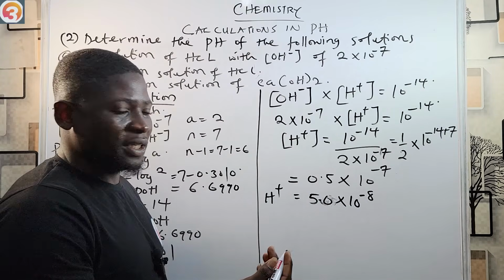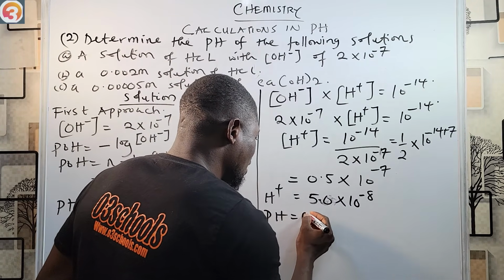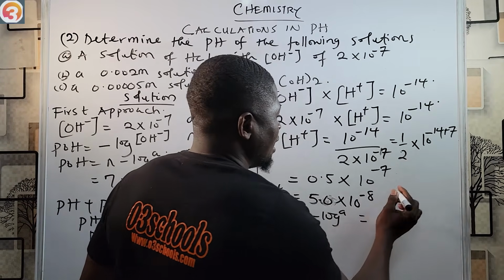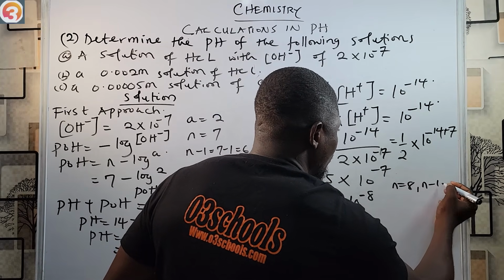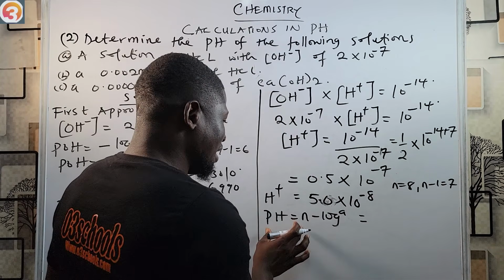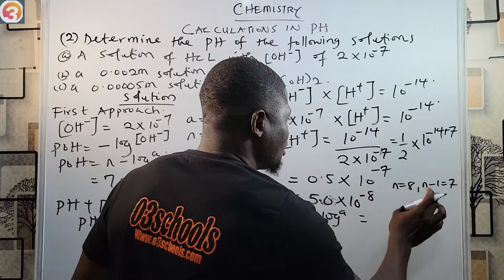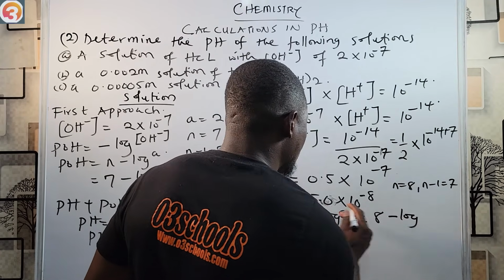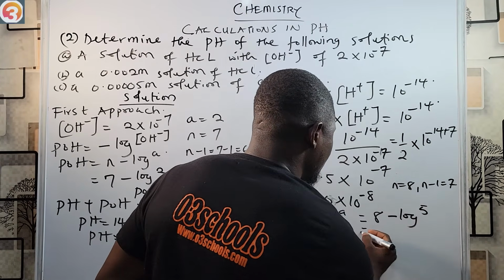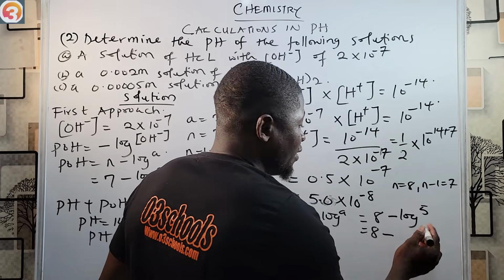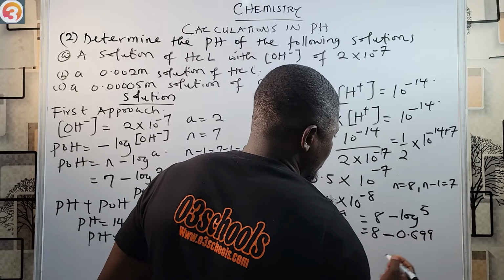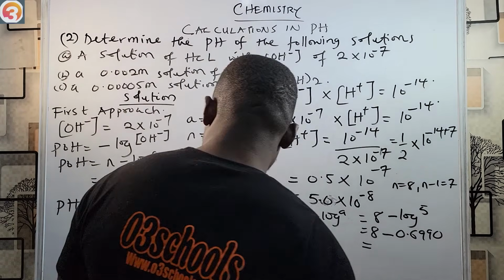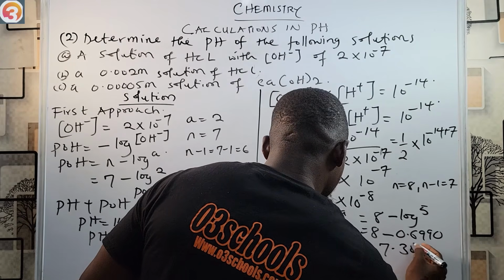So to find the pH will not be difficult again. pH is equal to N minus log A. Our N is 8, and N minus 1 is 7. That means our pH should be between 7 and 8. So now let's subtract: 8 minus log 5. What is log 5? 0.6990. If you subtract, that should give you 7.301.